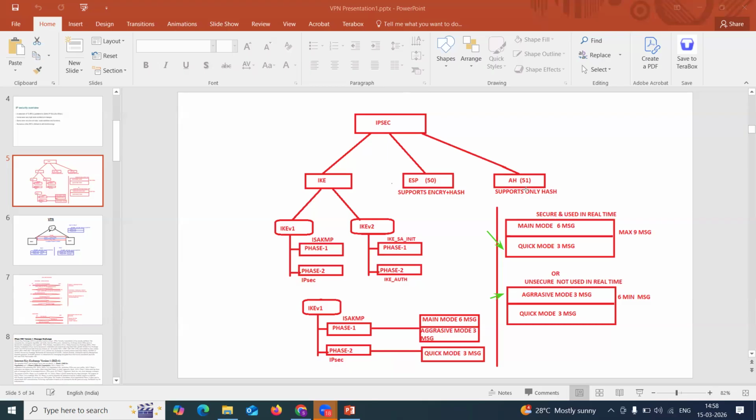So guys, which would we prefer? Main mode and quick mode, or aggressive mode and quick mode? The answer is main mode and quick mode is known as secure, and it is used in real time. Aggressive mode and quick mode is not secure. And why it's not secure, we'll come to know only when you know main mode. If you know main mode, you'll know aggressive mode properly.